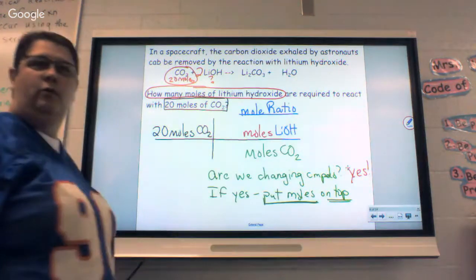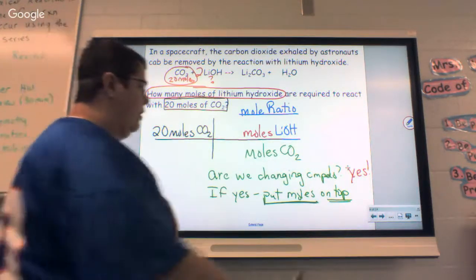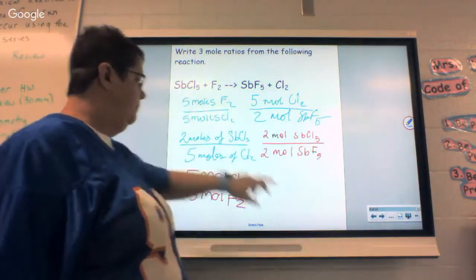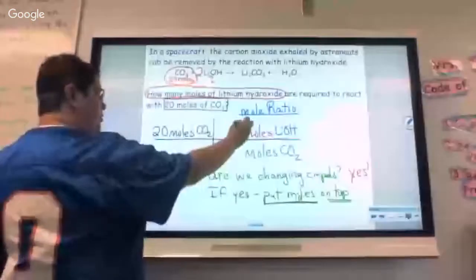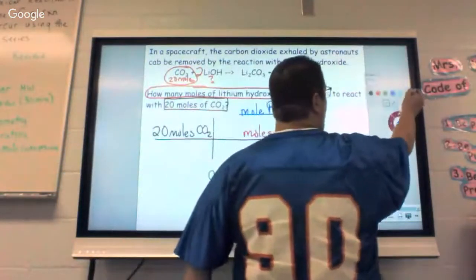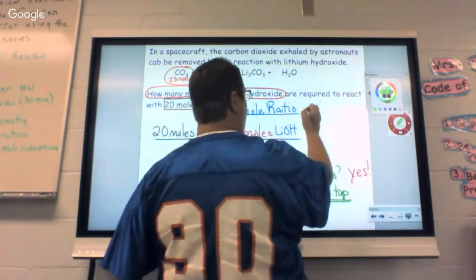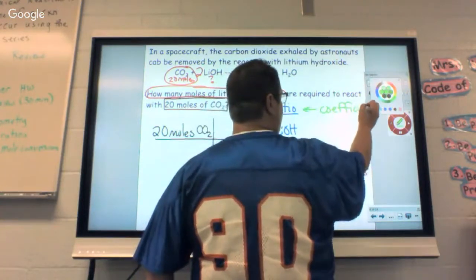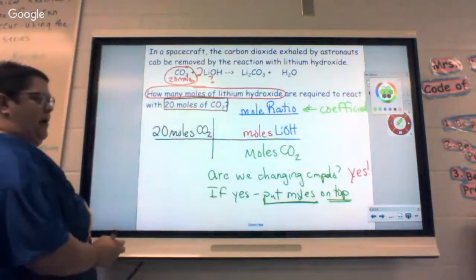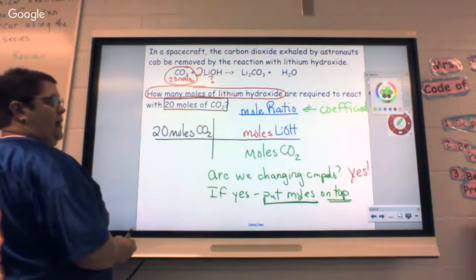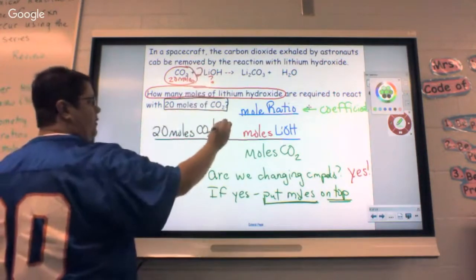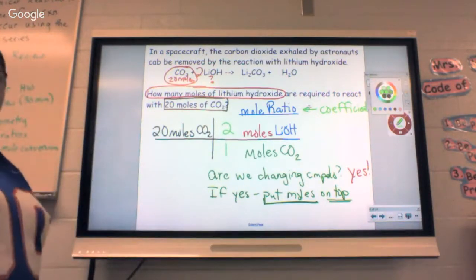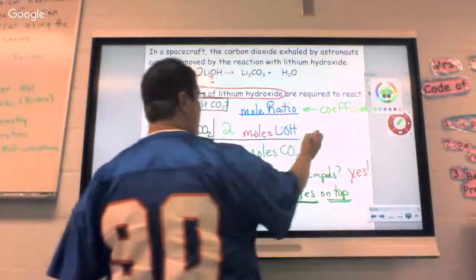Now, a few minutes ago, we did mole ratios, right? Where did all of the numbers come from when you wrote all these mole ratios? That's right. So when we have moles over moles, and this is a mole ratio, where did all these numbers come from? They come from the coefficient. Huh? Compounds. So what's in front of lithium hydroxide? What's in front of CO2? So how are we going to calculate our answer? 20 times 2 is 40.